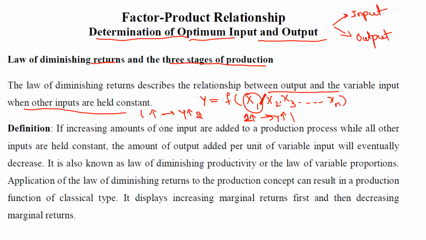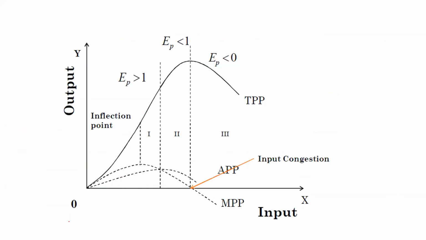This is also known as the law of diminishing productivity or law of variable proportion. The application of the law of diminishing returns to the production concept can result in a production function of classical type. If we apply this concept to the classical production function, we get three stages of production. It displays increasing marginal returns first and then decreasing marginal returns. So we'll see the three stages of production in detail.